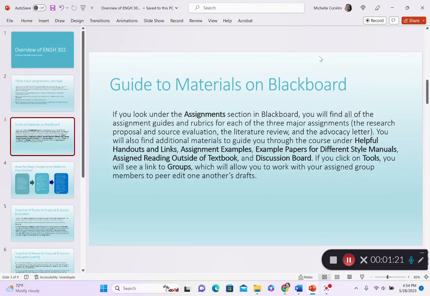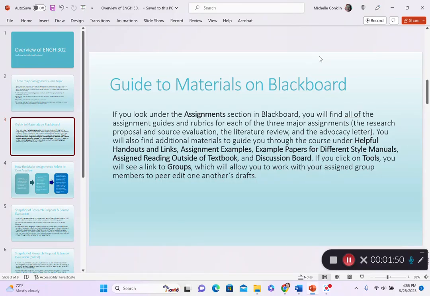So, guide to materials on Blackboard. If you look under the assignment section in Blackboard, you will find all the assignment guides and rubrics for each of the three major assignments: the research proposal and source evaluation, the literature review, and the advocacy letter. You will also find additional materials to guide you through the course under helpful handouts and links, assignment examples, example papers for different style manuals, assigned reading outside of textbook, and discussion board.